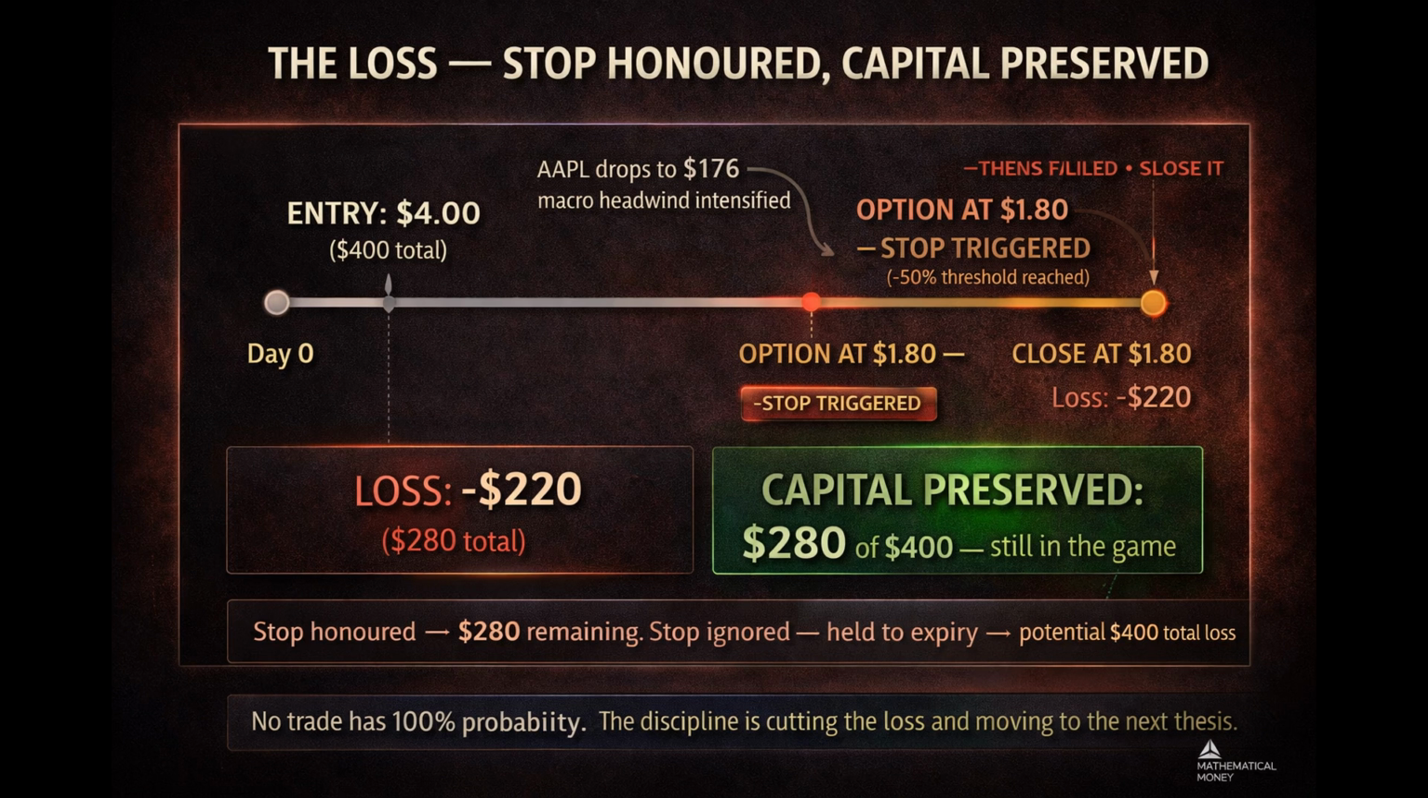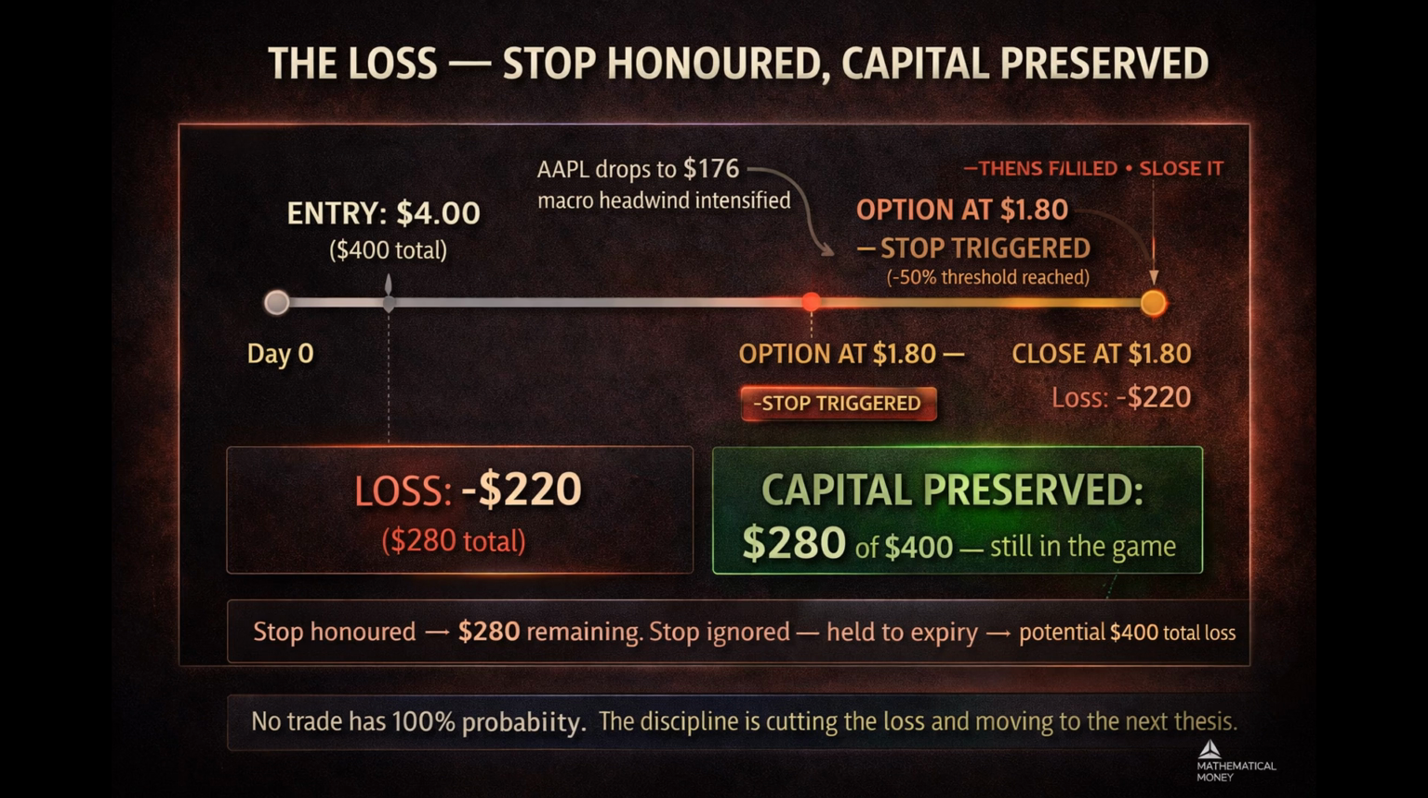The stop triggers. You close the position at $1.80. Loss: $220 on a $400 investment. Painful, but controlled. You knew before entering that the maximum loss was $400. You never reached it. The stop at 50% worked as designed.